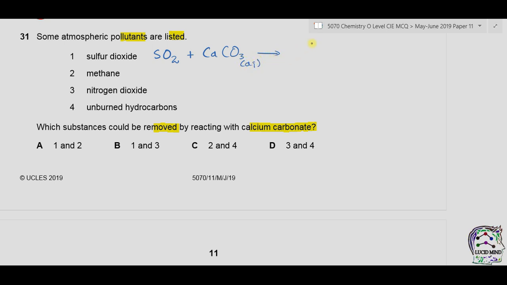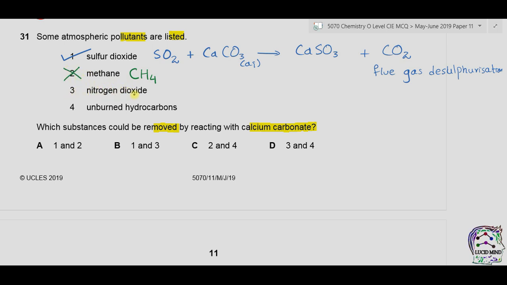aqueous, to form calcium sulfide along with the production of carbon dioxide, and this process is used in flue gas desulfurization. So sulfur dioxide can be removed by using calcium carbonate. Second is methane. Methane is a hydrocarbon whose formula is CH4. It does not react with calcium carbonate, so methane cannot be removed by calcium carbonate.